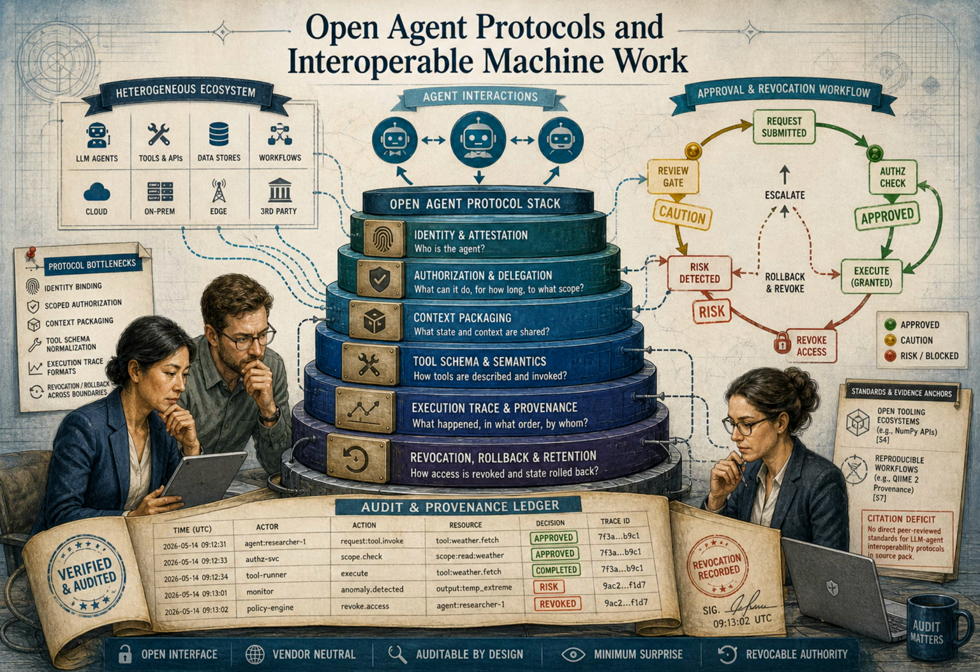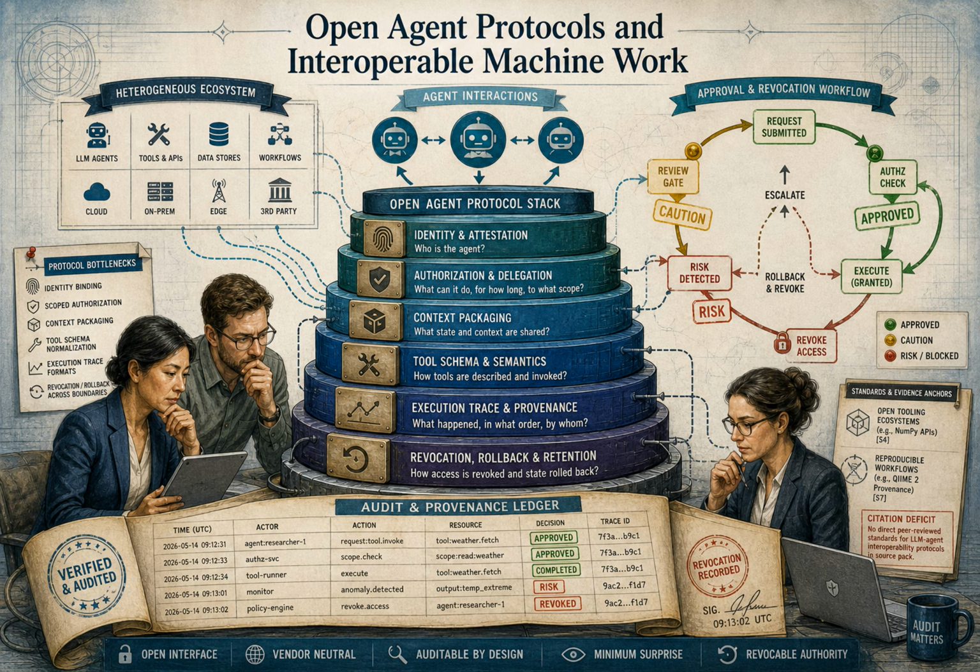A useful way to see the problem is to look at where interoperability actually bottlenecks. Identity binding is first. If an agent takes an action, you need to bind that action to a durable identity. Not just a runtime token, but a revocable identity with accountable ownership. Without that, every incident turns into finger pointing.